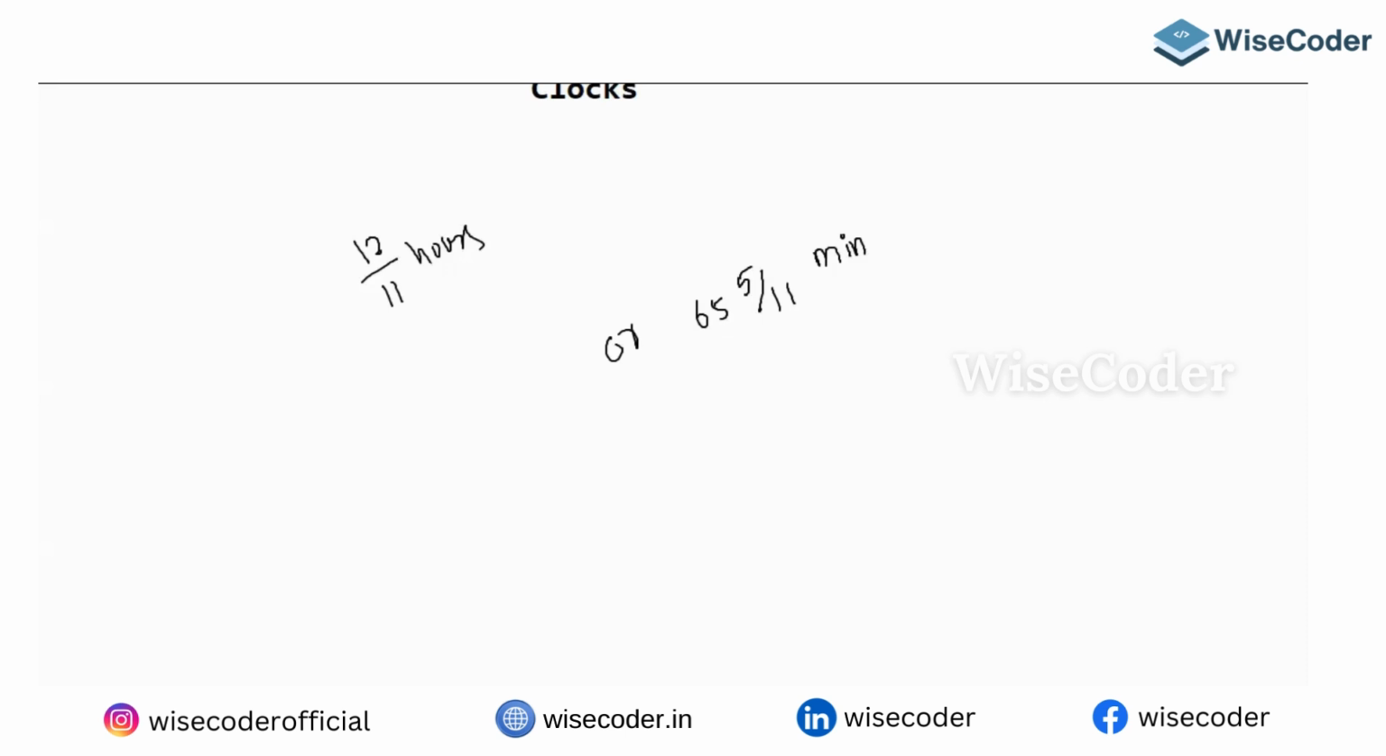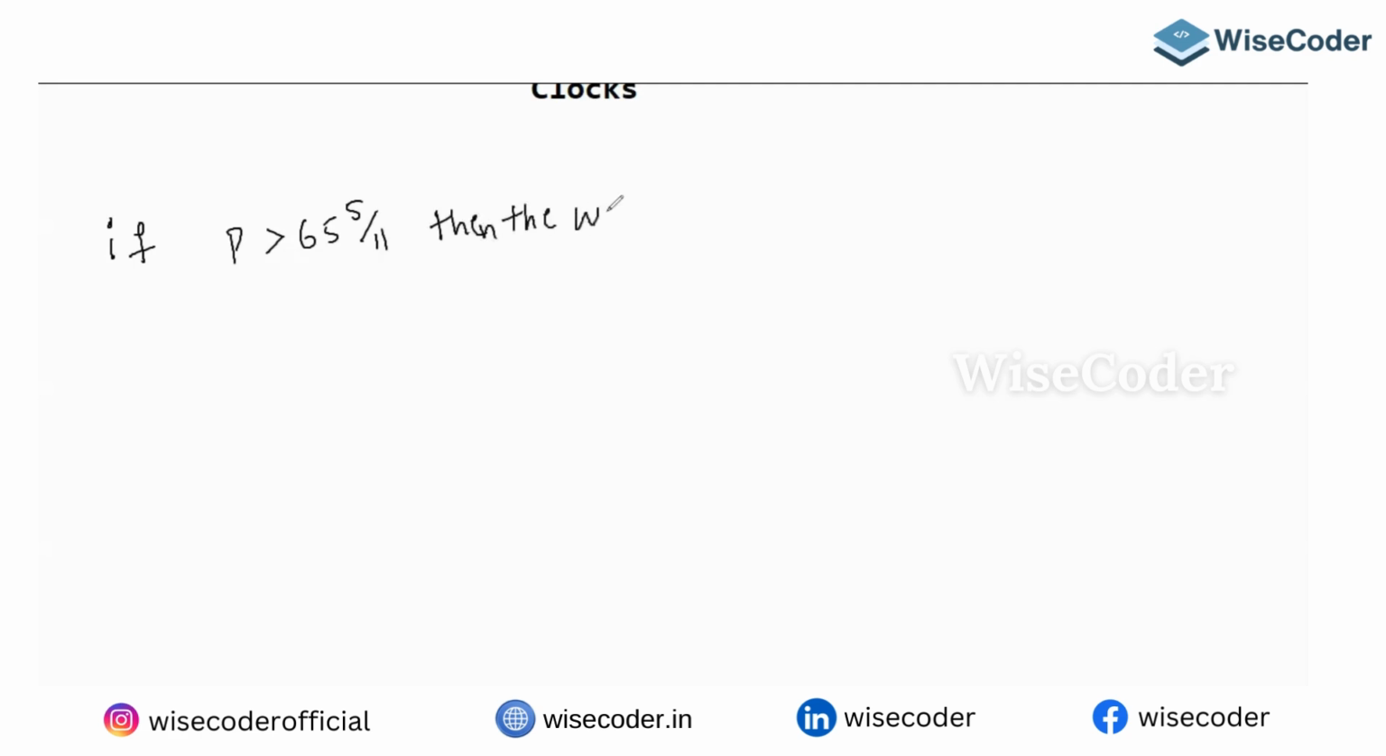Next, if the hands of a clock coincide every p minutes, then please write down: if p is greater than 65 5 by 11, then the watch is going slow or losing time.